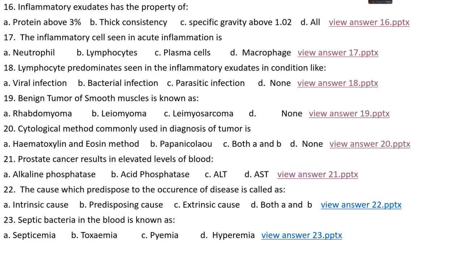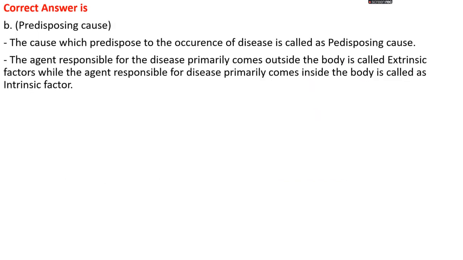Question number 22. The cause which predisposes to the occurrence of disease is called, option A, intrinsic cause, option B, predisposing cause, option C, extrinsic cause, option D, both A and B. The right answer is option B, that is predisposing cause. The cause which predisposes to the occurrence of disease is called predisposing cause. The agent responsible for the disease that primarily comes from outside the body is called an extrinsic factor, while the agent responsible for disease that primarily comes from inside the body is called an intrinsic factor.